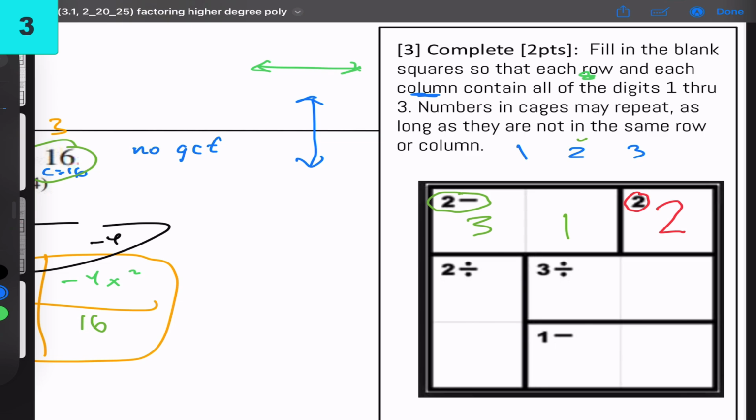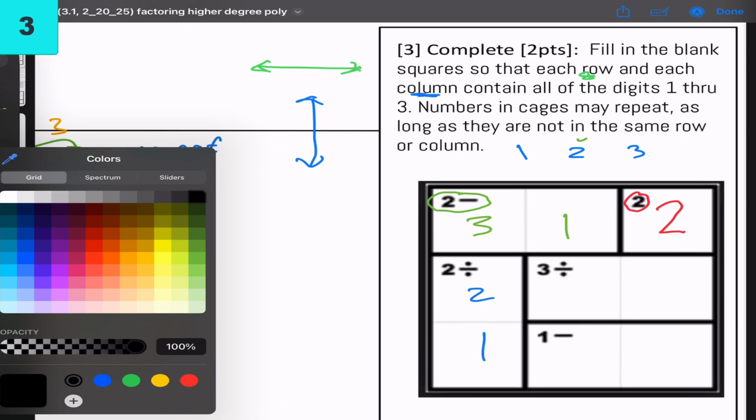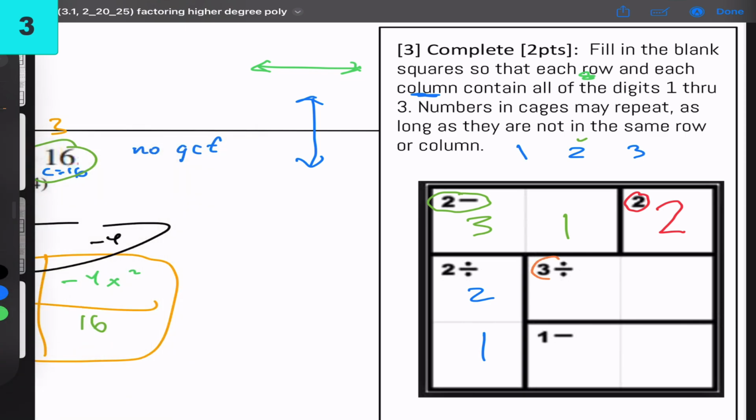Let's go down to the bottom left here. Two numbers that divide to be 2, so that's 2 divided by 1. Let's choose a different color. This says divide to be 3, so I cannot do this because the 2 ones there are repeating. So it'll be 3 and then 1. And then what numbers are we missing? 3 and 2. And so that works out.